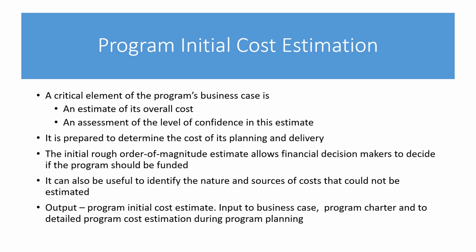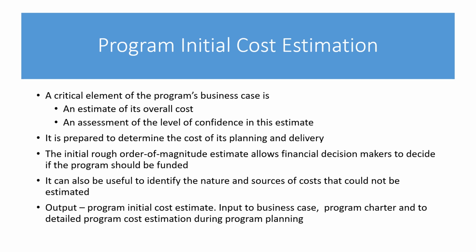So they're asking you to create a boundary here actually. You give me a rough order of magnitude and tell me the level of confidence. What is the amount I'm going to spend in the planning? What is the amount I'm going to spend in the delivery? And what are the things that could not be estimated? What are things not included? All those things need to be mentioned as part of the program initial cost estimate.